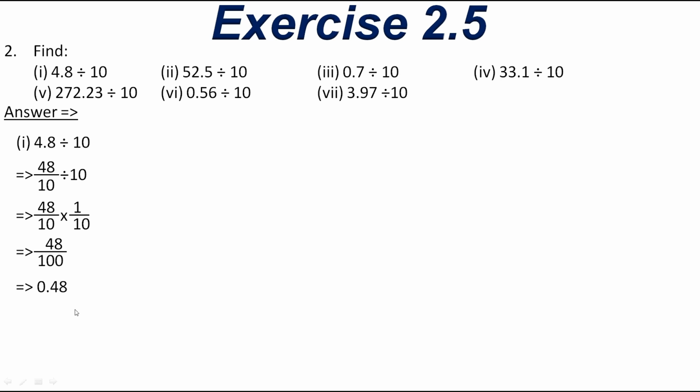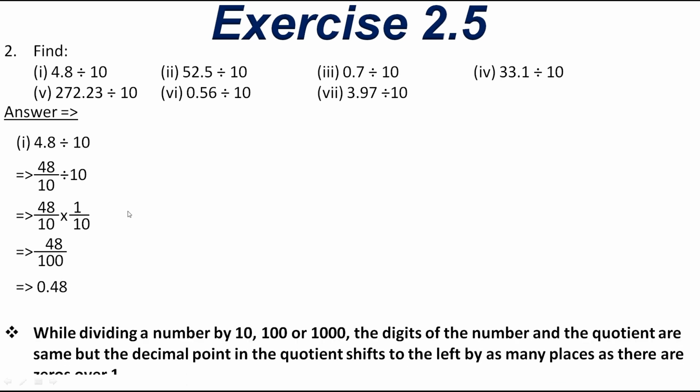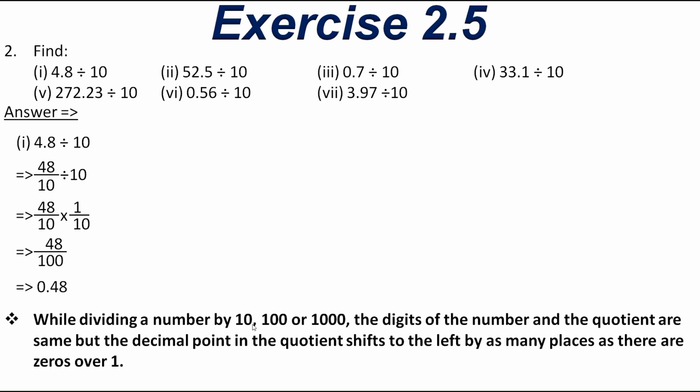Okay. Now when you look carefully at the question and the answer, you will understand that the question and the answer both have the same digits. Just the place of the decimal point has changed. In the question we had the decimal point just before 1 digit, but in the answer we got the decimal point just before 2 digits. So the rule is, while dividing a number by 10, 100 or 1000, such numbers, the digits of the number and the quotient are the same.